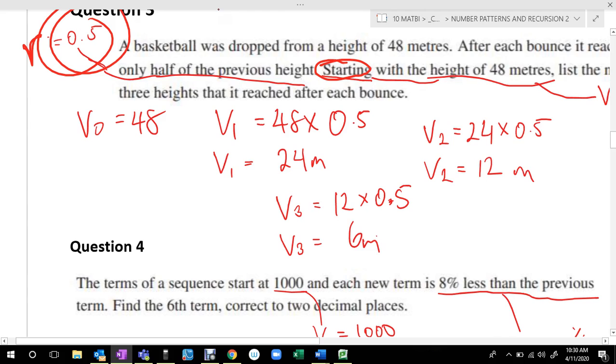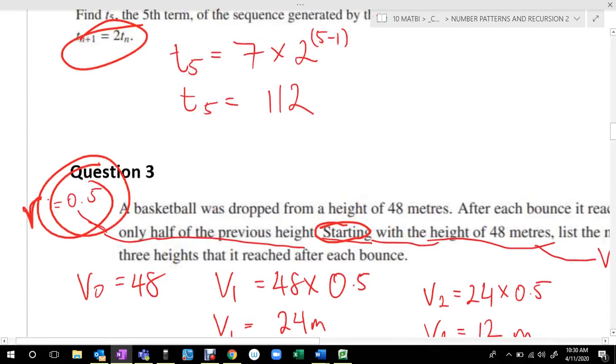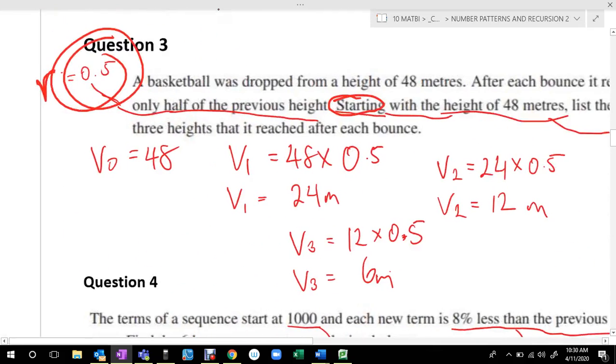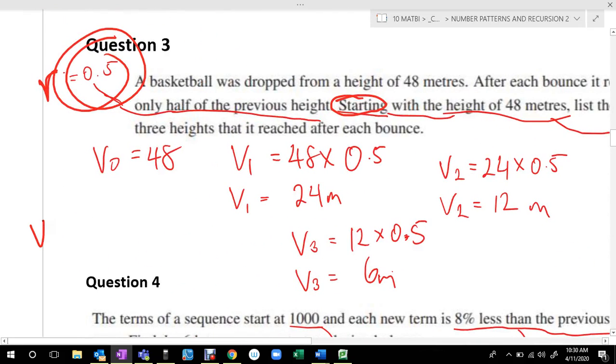Okay. But remember the nth term rule when you use V0. What do you have to do then? For the nth term rule with V0, you're going to do Vn equals V0 times R to the power of n. No more minus 1, if you're using V0. Okay, so that means you use this one.